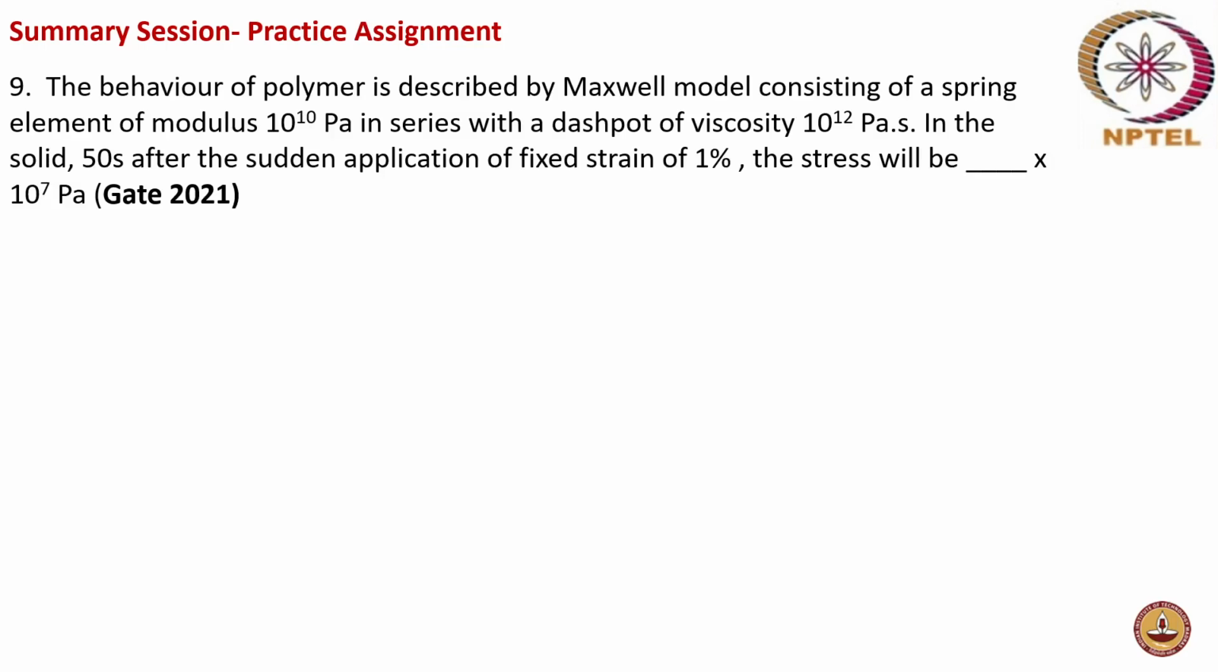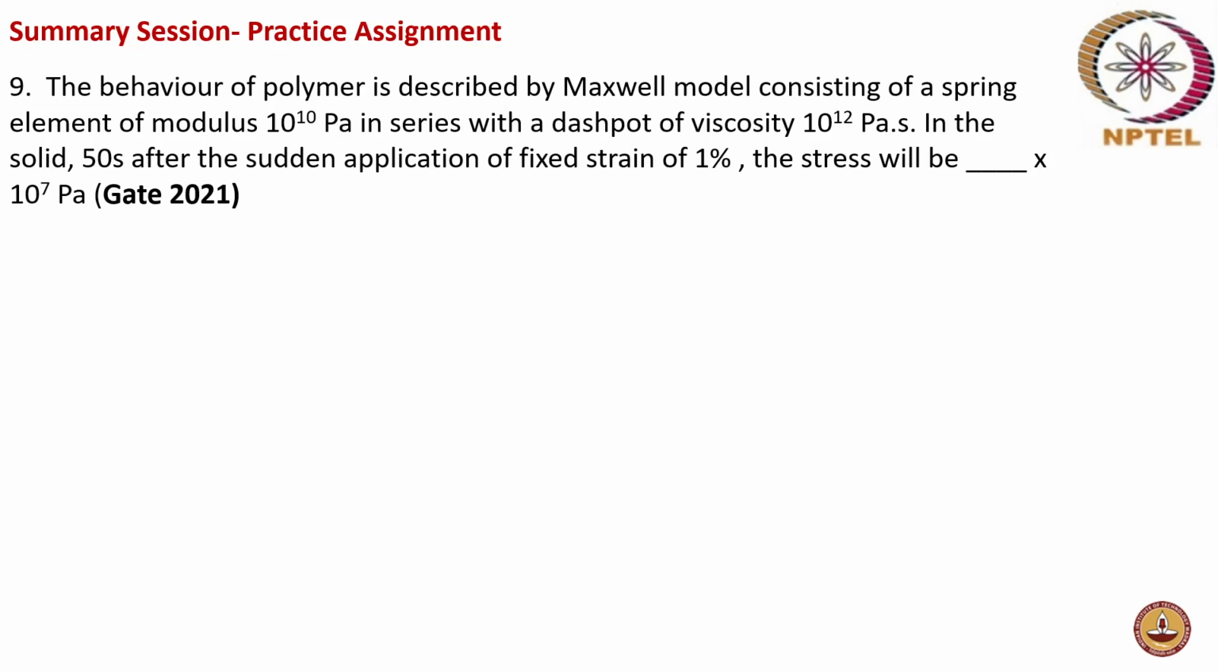Next question. The behavior of a polymer is described by a Maxwell model, consisting of a spring element of modulus 10 power 10 Pascal in series with a dashpot of viscosity 10 power 12 Pascal second. In the solid, 50 seconds after sudden application of a fixed strain of 1%, the stress will be dash into 10 power 7 Pascal. So this is a GATE 2021 question.